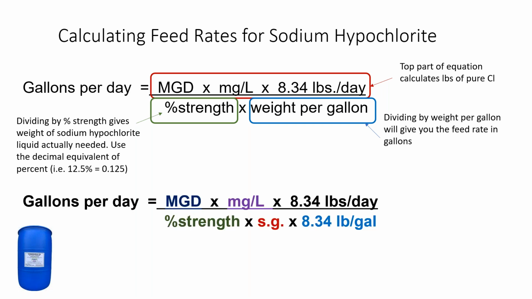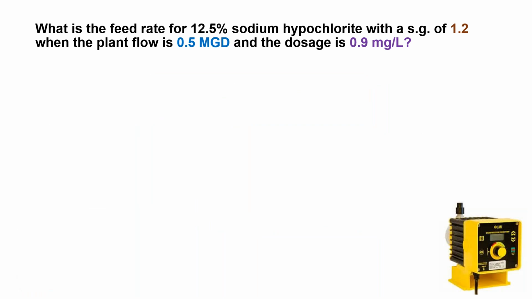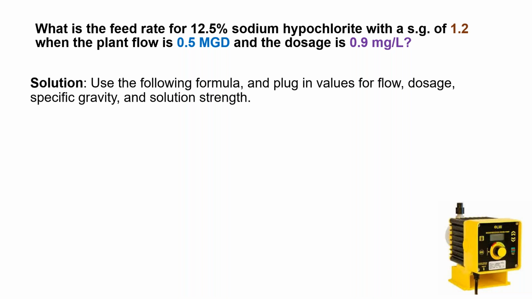I'll give you an example here also of how the total equation would look. Instead of just weight per gallon, we're going to include the specific gravity times 8.34. So whatever that chemical is, it will have its own specific gravity to convert the pounds into gallons. And we'll do an example here. What is the feed rate for 12.5% sodium hypochlorite with a specific gravity of 1.2 when the plant flow is 0.5 mgd and the dosage is 0.9? We're going to try this. We're just going to plug in the numbers and see how it works.